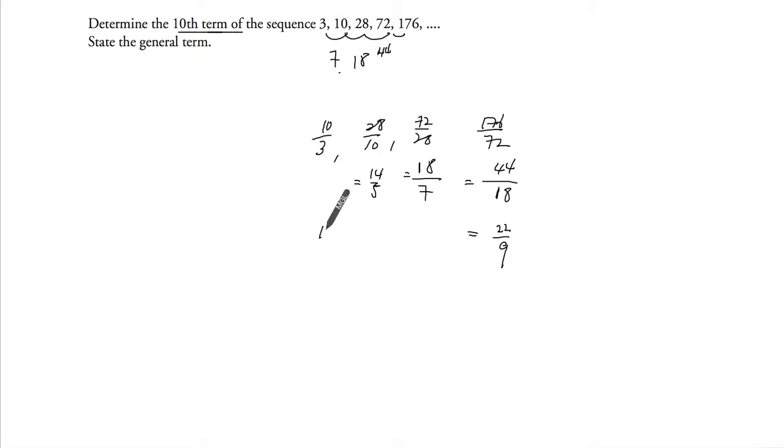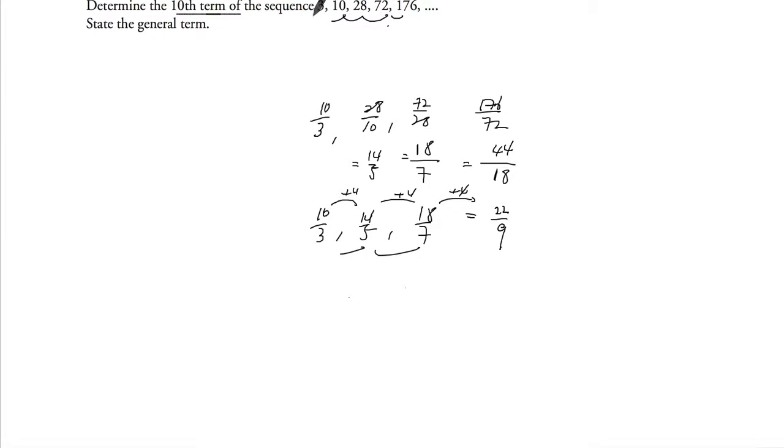Okay, so I think there's a pattern here. Right, it's increasing by 2, right? Increasing by 2. And up here it's increasing by 4. But the common ratio is changing. So let's actually write this out as our common ratio. The first common ratio is 10 over 3. Second is 14 over 5. Third is 18 over 7. And last is 22 over 9.